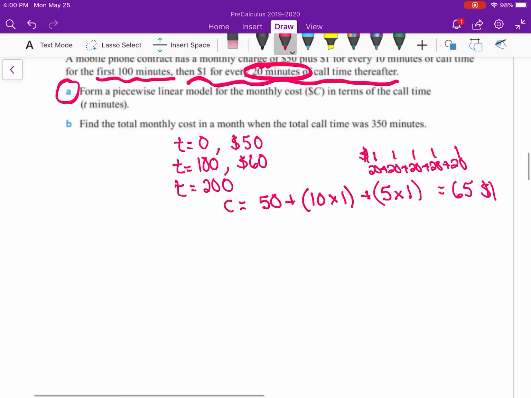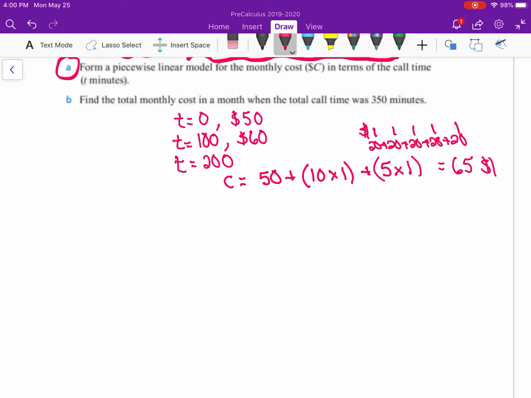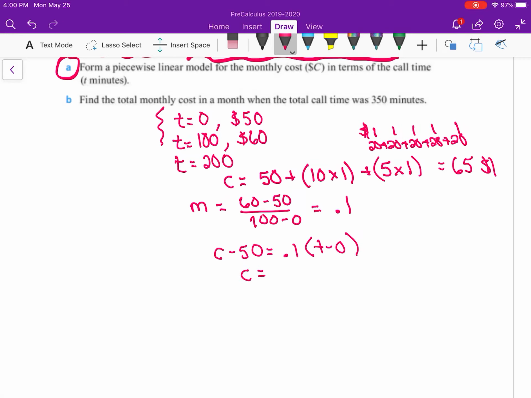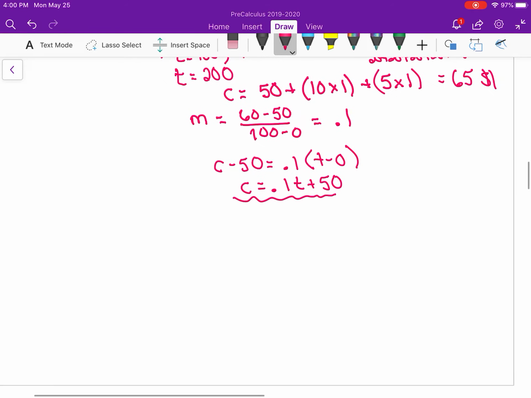All right, so the first thing we need to do is find the slope between our first 2 points. So we could do 60 minus 50 over 100 minus 0, and we get 0.1. All right, so if we put this in point slope form, c minus 50 equals 0.1 times t minus 0, which is just c equals 0.1t plus 50. So there's our cost equation for our first set of information.